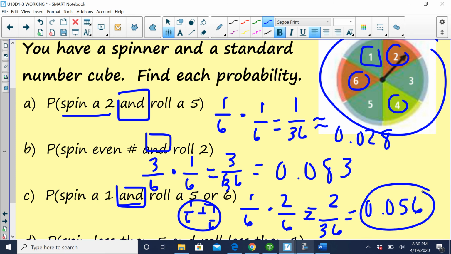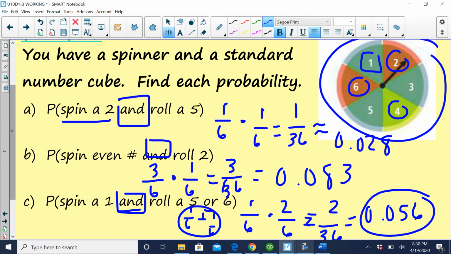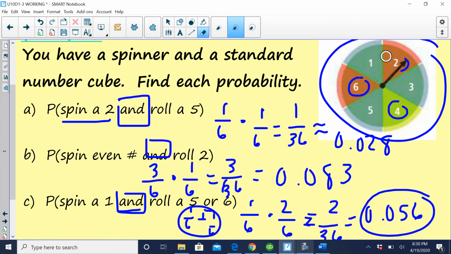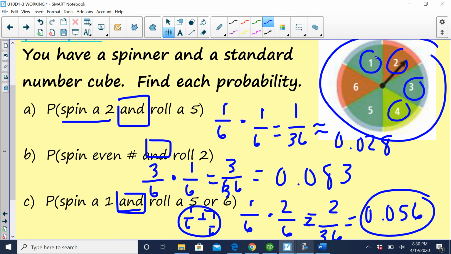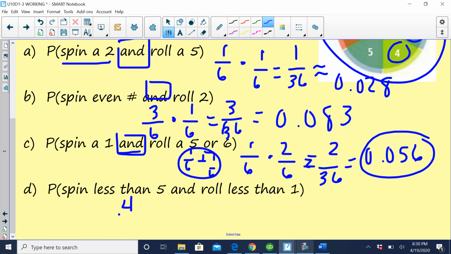Okay, the last example down here, what's the probability that I spin a number that's less than 5 and I roll a number less than 1? So if I look up at my spinner, it says numbers that are less than 5. Okay, so when I look at this spinner here, how many numbers are less than 5? Well, the numbers that are less than 5 would be the 4, the 3, the 2, and the 1. So how many outcomes is that? Looks like it's 4 out of a possible 6.